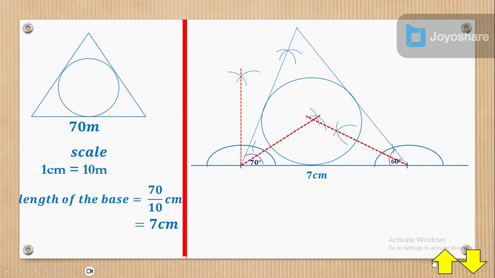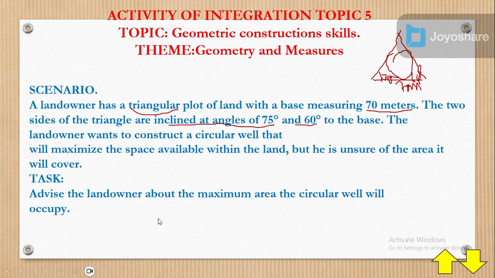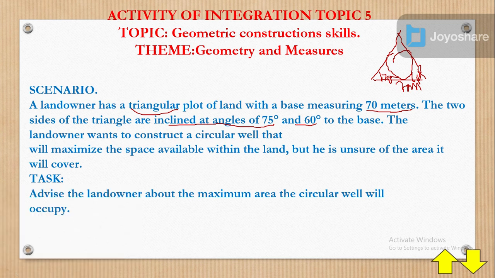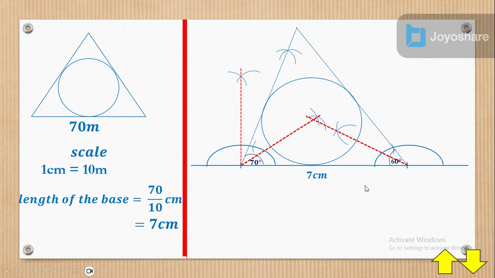Now remember, the aim of these people was to advise the landowner about the maximum area the circular well should occupy. The well is circular, so it is a circle inside the triangle. So here they want specifically the area of a circle in simple terms. But to find the area of a circle, you must have the radius of the circle. Now, do you have the radius? Let's go there and see. You don't have the radius of the circle.